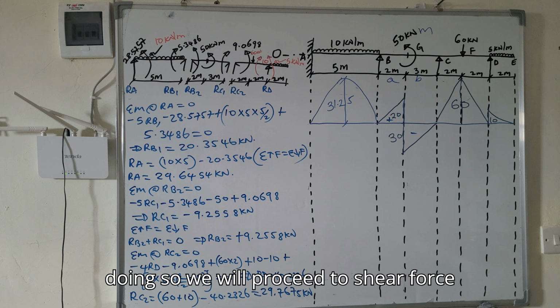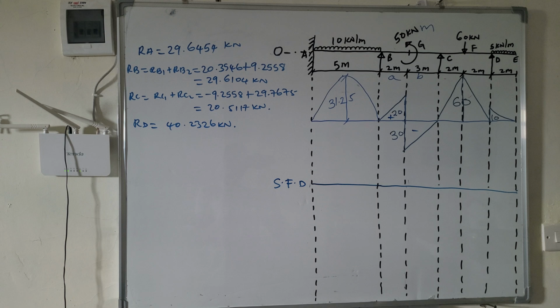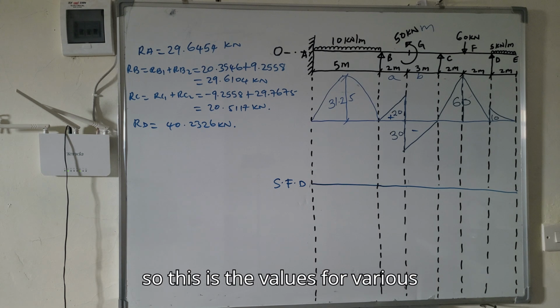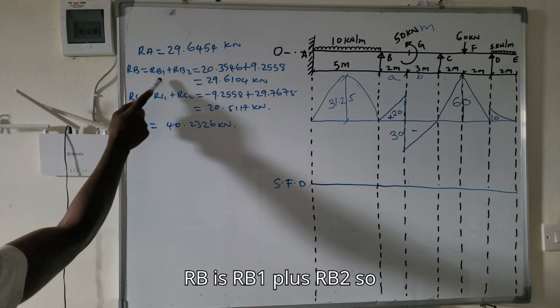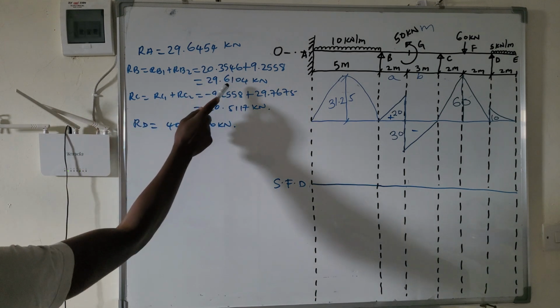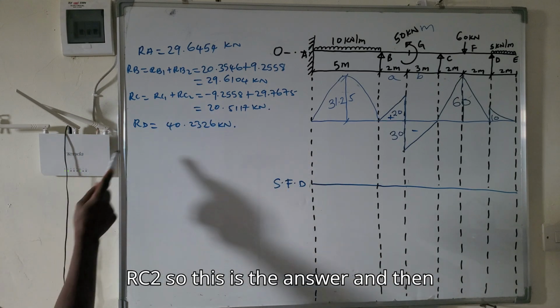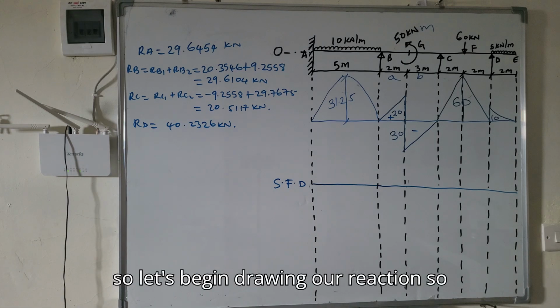After doing so, we will proceed to the shear force diagram. So let's draw the shear force diagram. These are the values for the various reactions. RA is 29.6454 kilonewton. RB is RB1 plus RB2, so the answer is that. RC is RC1 plus RC2, so this is the answer, and then RD is 40.2326. So let's begin drawing our reactions.